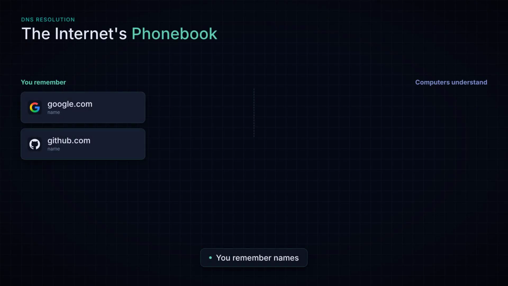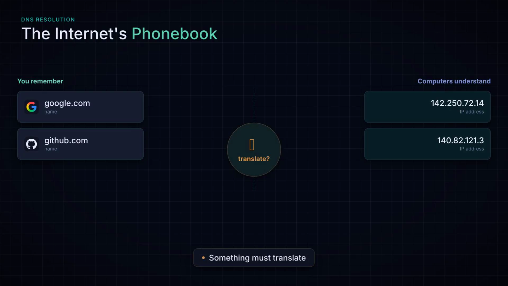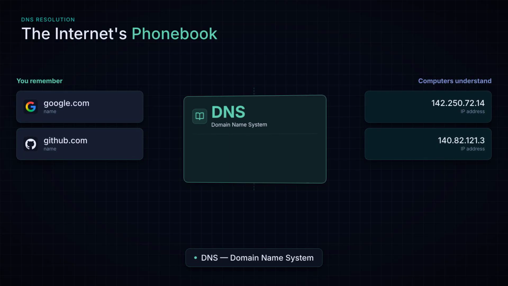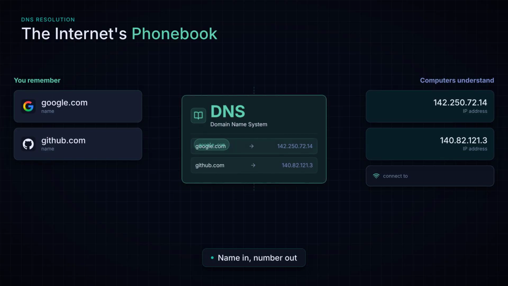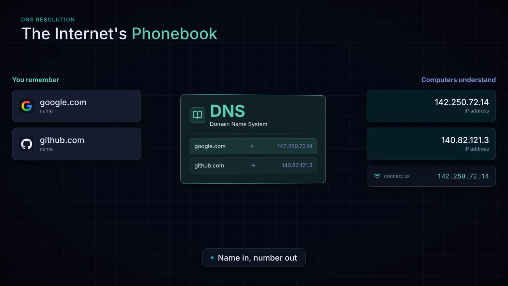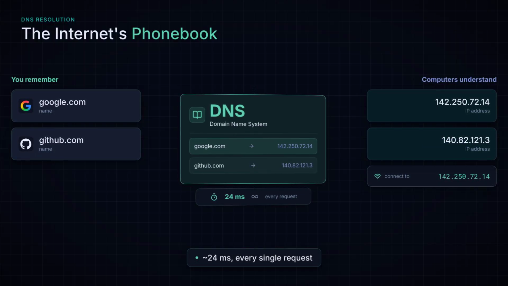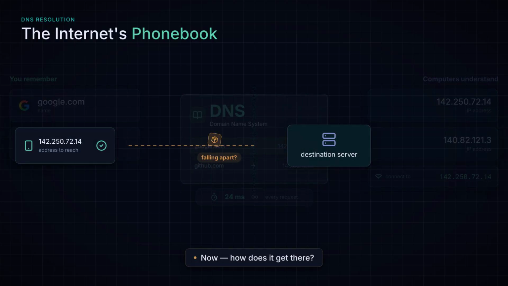Here's the gap. You remember names: Google.com, GitHub.com. Computers only understand numbers, those IP addresses, so something has to translate between the two. That something is DNS, the domain name system. Think of it as the internet's phone book. You give it a name, it looks up the matching number and hands it back, so your device knows exactly which computer to call. This happens every time you open a website, usually in a few milliseconds. Now you've got an address to reach.